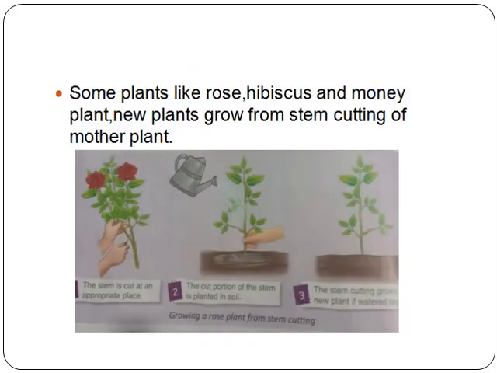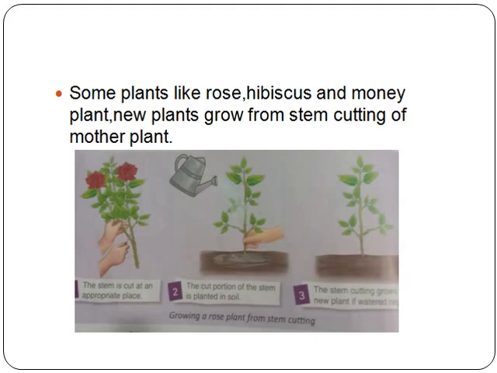Some plants like rose, hibiscus and money plant can be grown from stem cutting. The plant from which the stem is cut is called the mother plant. The stem cutting is planted in soil. After a few days, the stem cutting grows into a new plant.